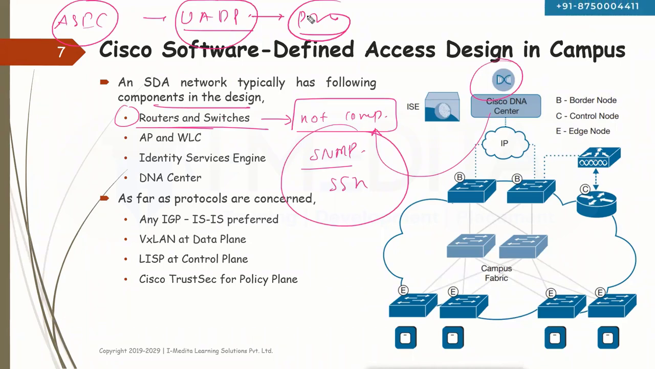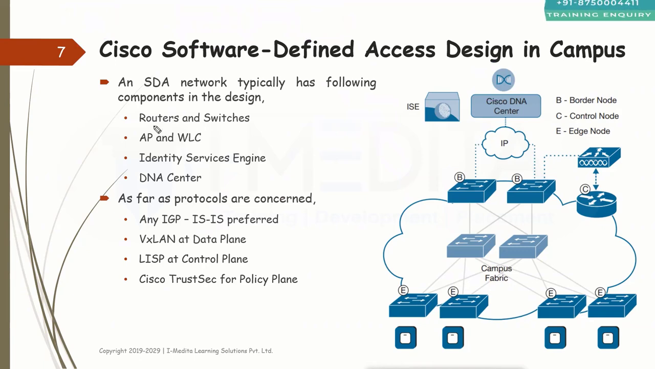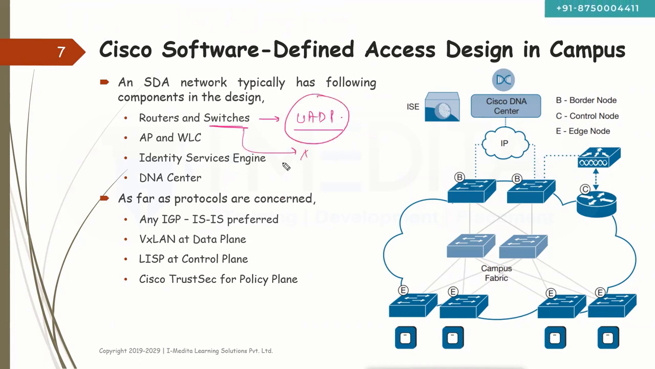So what I'm saying is that these hardwares that we are going to have, like these routers and switches, especially these switches, need a dedicated hardware called UADP, Unified Access Data Plane. If this dedicated hardware is not present, your device will not be fully compatible. Your device will not be considered a fully compatible device with the SDA solution.